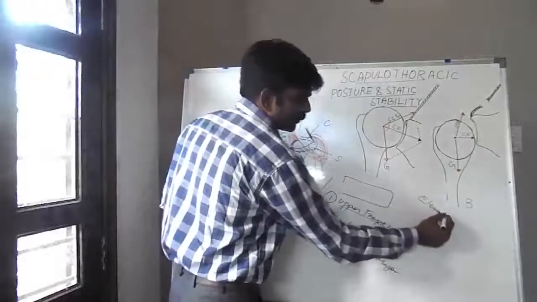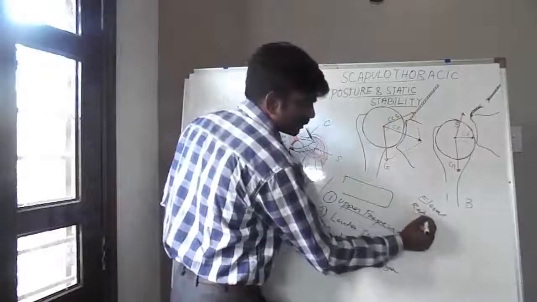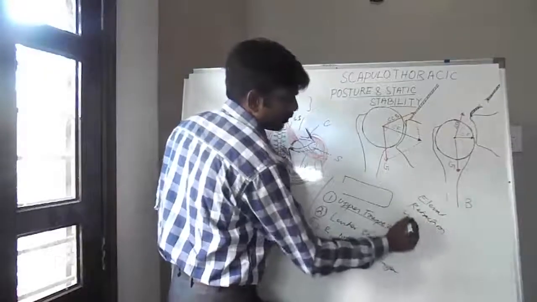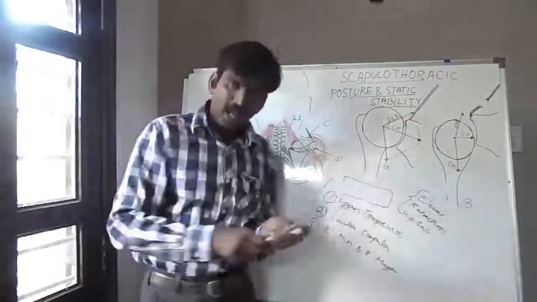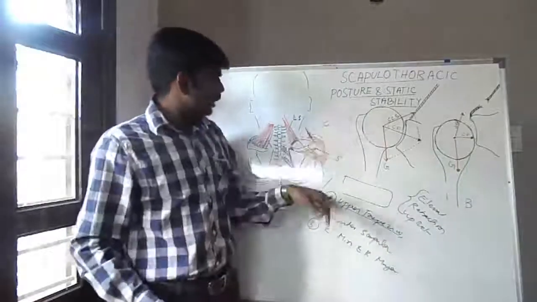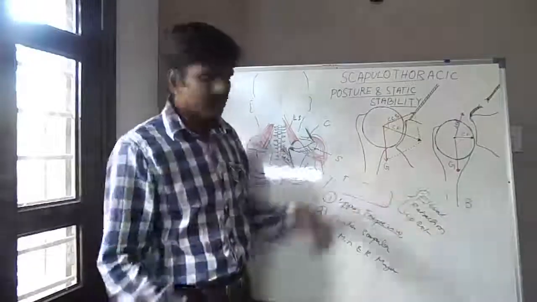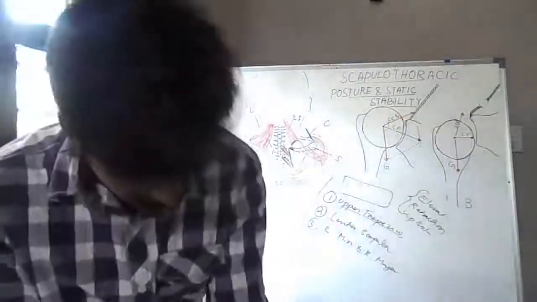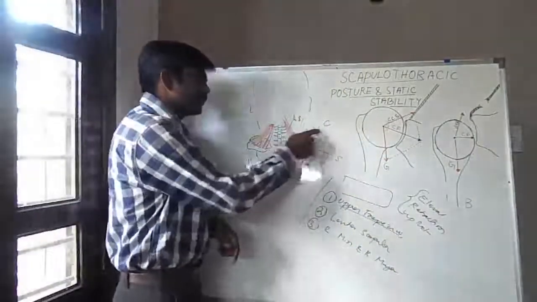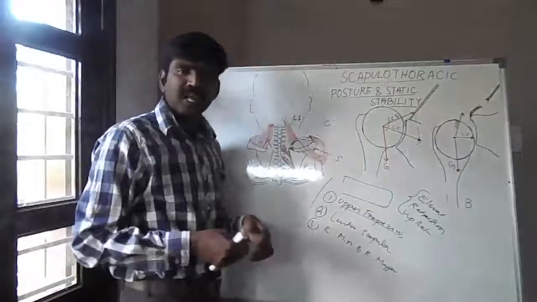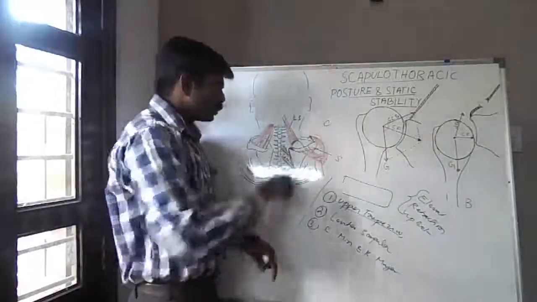So elevation, retraction, and upward rotation. This is ideal posture, and the opposite to this will happen if the elevators are paralyzed. So what will happen if elevators are paralyzed? That we will discuss. So here, suppose the upper trapezius is paralyzed, now the leverage is lost.